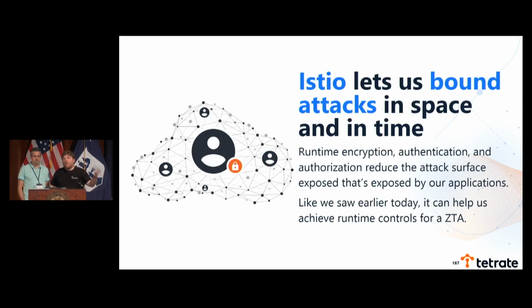Again, I'll call back to my earlier talk, where the whole philosophy around zero trust is really that a motivated attacker is already in your perimeter, if they really want to be. So really, it becomes an exercise of mitigating what somebody who's in the infrastructure can do. We want to bound the attack in space and in time.